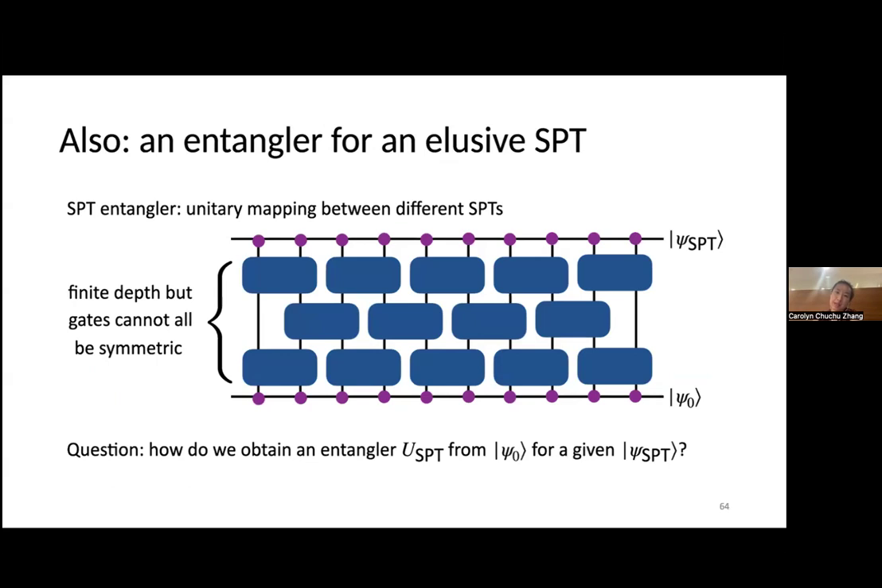One application of these symmetry operators that we can construct is that they give entanglers for SPTs. So what is an entangler? As I mentioned earlier, it's a unitary circuit that takes you from, say, a product state to a non-trivial SPT state. And one question that you might have is, given a desired SPT state, how do you construct this unitary? How do you construct this circuit?